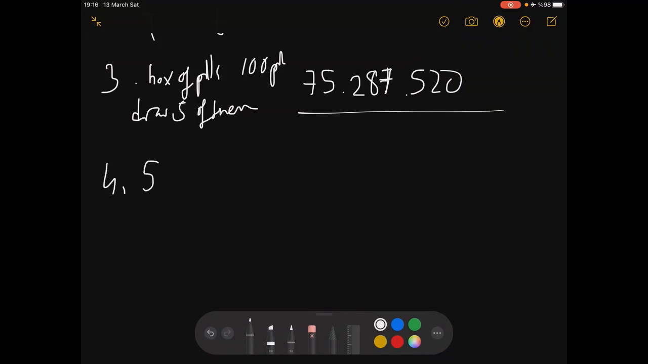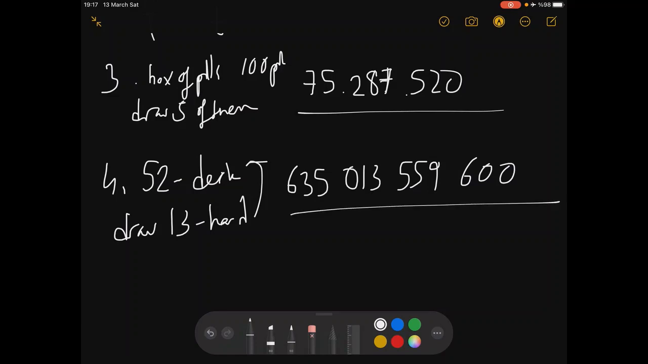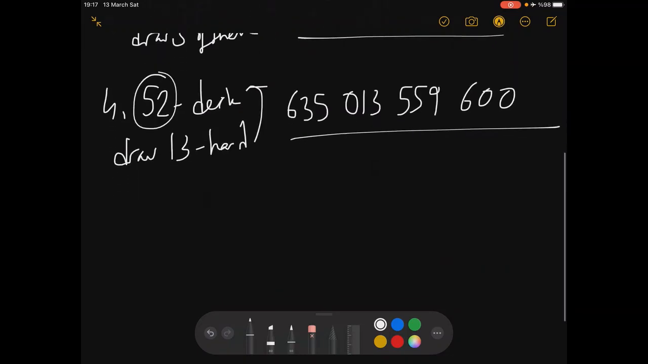And let's suppose that you have a 52 card deck, and you will draw a hand of 13, for example, from that deck. Okay, again, you will have lots and lots of combinations that we will discuss within this chapter again. You will have this many different 13 hands drawn from a 52 deck.